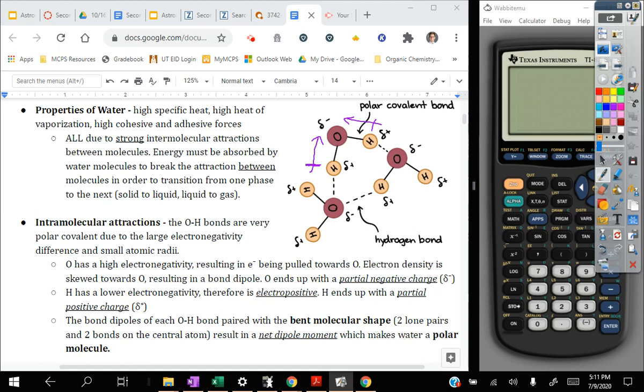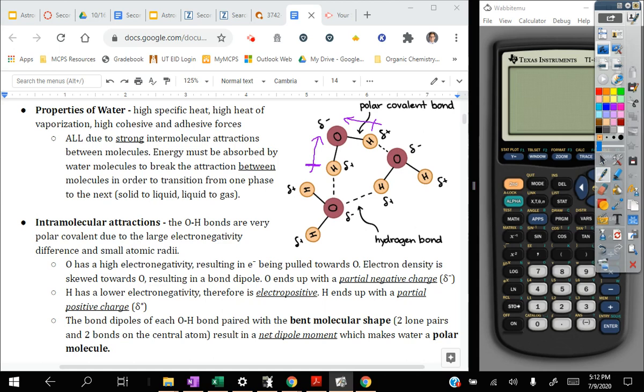As a result of electrons being pulled towards oxygen, H has a lower electronegativity and therefore is electropositive because electrons are being pulled away from it. Remember, losing electrons makes you have a positive charge. Gaining electrons makes you have a negative charge. So similar idea here. As a result, H ends up with a partial positive charge.